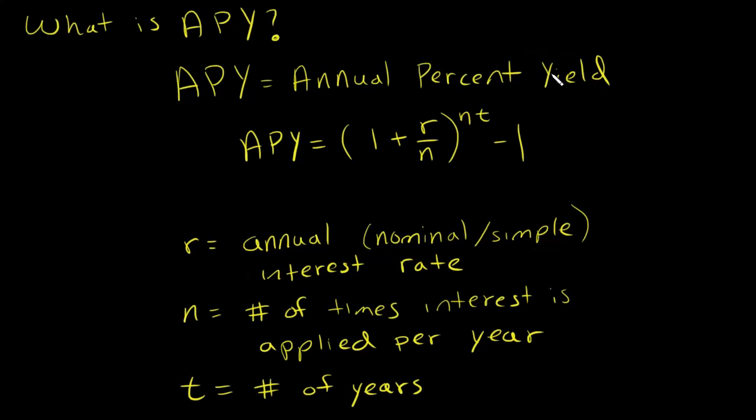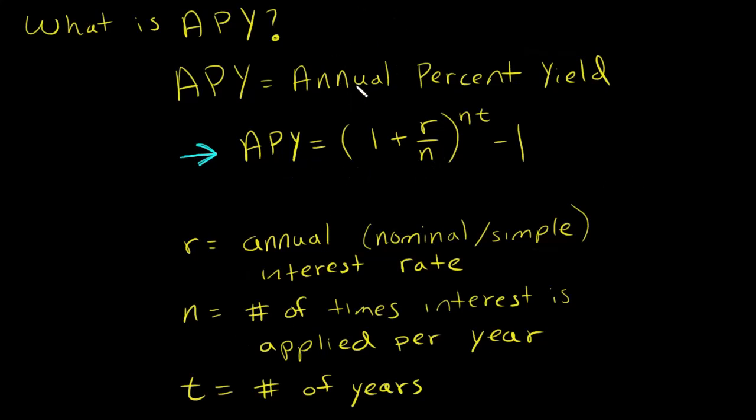All right, in this video, I want to take a few moments to talk about what is APY, or your annual percent yield. And this is the formula for it. In the next video, I'll talk about how to derive this formula. But right now, I'm focused mostly on the concept of APY. And then we'll be able to derive this formula once you understand the concept.